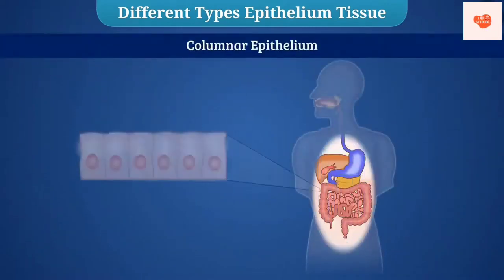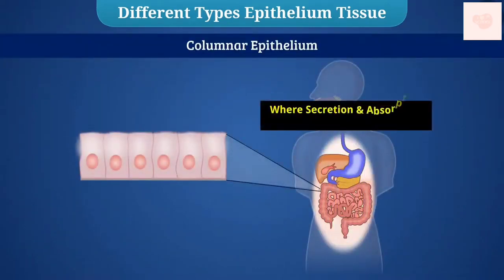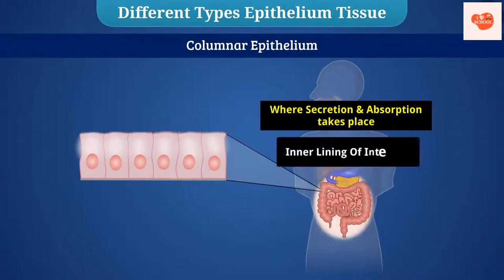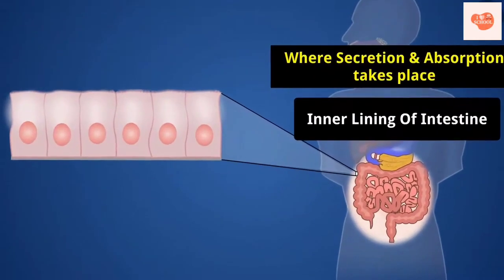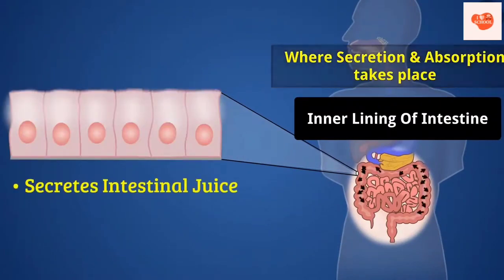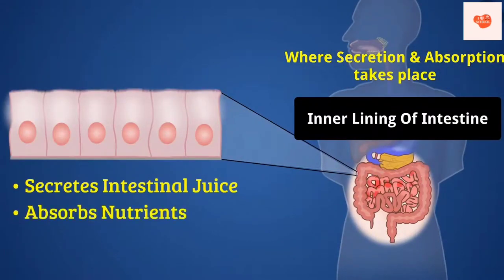In organs of the body where secretion and absorption take place, for example, in the inner lining of the intestine, long epithelial cells are present, which is called columnar epithelium. It helps in crossing the barrier. This epithelium secretes intestinal juice and absorbs nutrients.